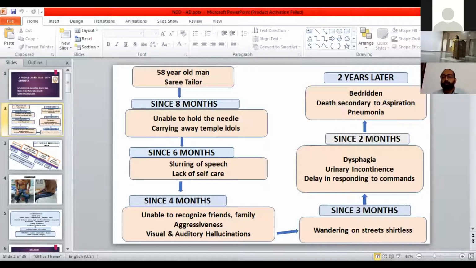Okay, so you have a patient who's probably having a frontal lobe involvement because he's taking away these idols and running away. And then you tell me that he's having a needle related problem, meaning he's not able to hold the needle and do. We'll assume that this is also frontal lobe. Maybe it is a frontal lobe. But the next part is a slurring of speech.